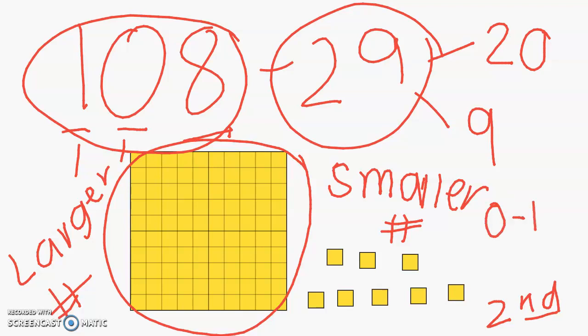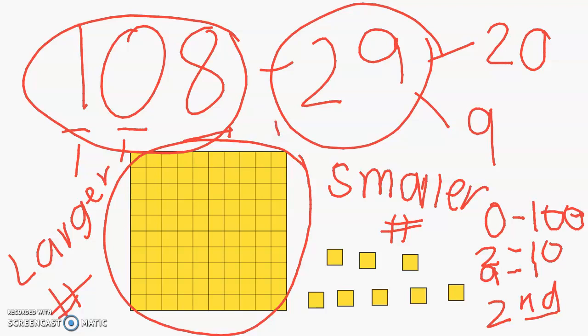So there's 0 hundreds that we need because there's only 20 and 9. But there are 2 tens that we're going to need because 2 tens go in the 20. And then there are 9 ones we're going to need. So we're going to start by taking away 29 from 108 and figuring out what our answer might be.